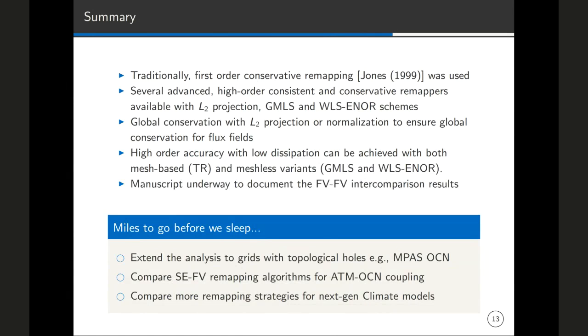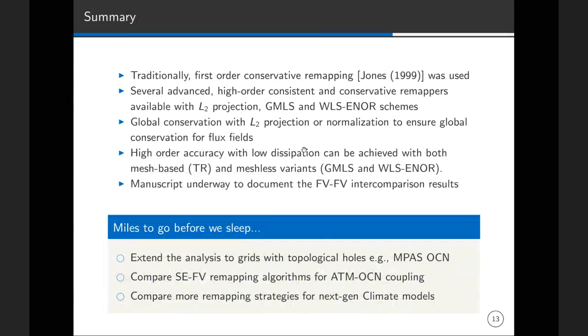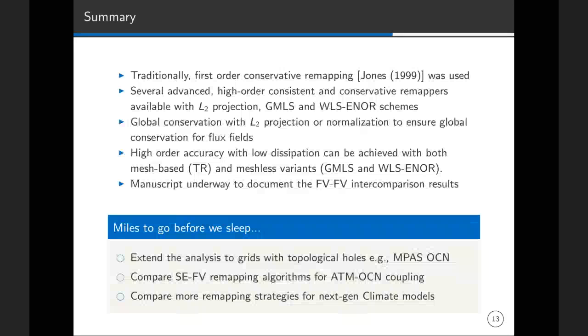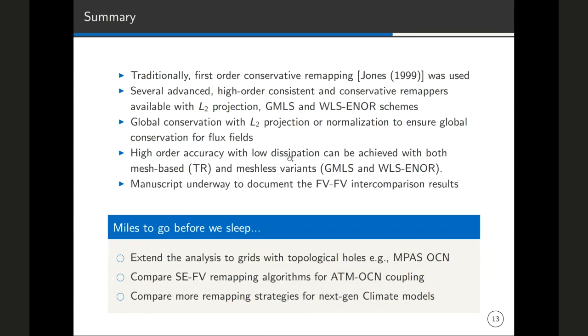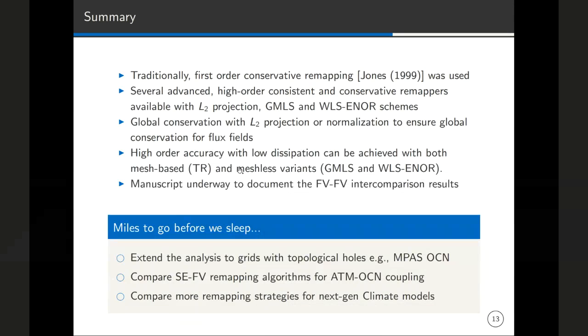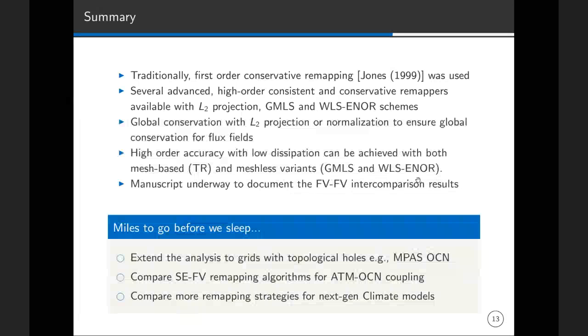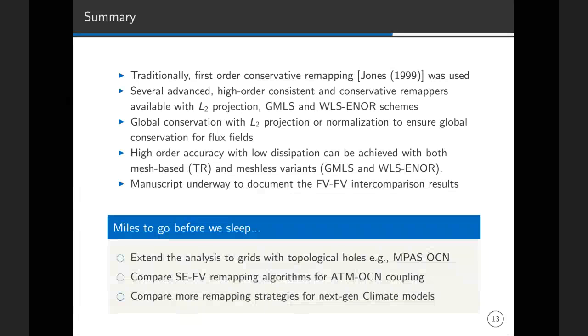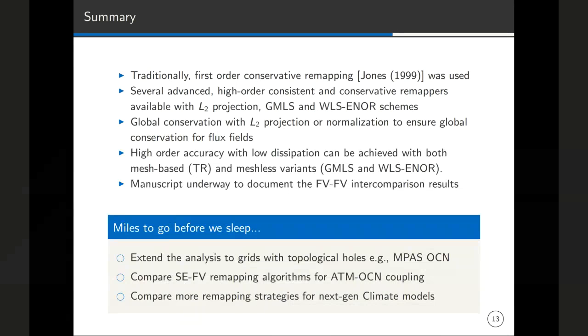given different constraints, given different fields, given different mesh topologies, what happens to these remapping schemes and the numerics of it. And so we see that global conservation is generally achieved with L2 projection and obviously with normalization, but you lose in terms of also achieving low dissipation if you do normalization. But schemes like WS-ENOR for cell-to-cell transfer can still provide very low dissipation while achieving higher order accuracy. So we are detailing all of this results in a manuscript that's being written right now.